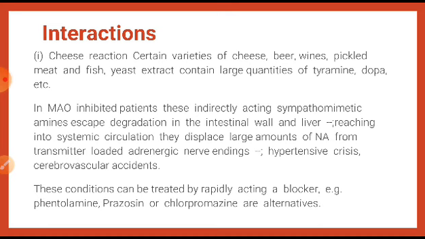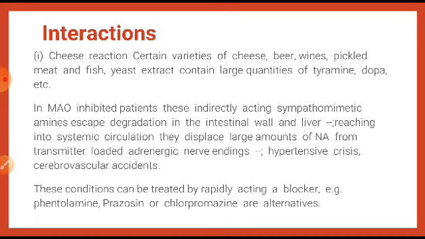In case of antidepressant drugs, because they all act on the CNS, there is a lot of chance that they interact with various classes of drugs. That's why in every class of drugs we have to discuss interactions. In this, first is the cheese reaction. I discussed this when we were discussing synthesis of dopamine and noradrenaline. So you know the role of the cheese reaction, because you need the tyramine from that. Certain varieties of cheese, beer, wine, pickled meat, fish and yeast extract contain large quantities of tyramine and dopa.